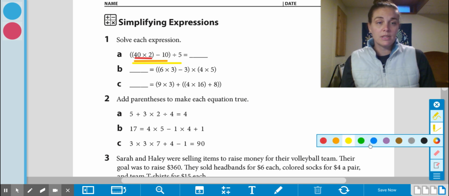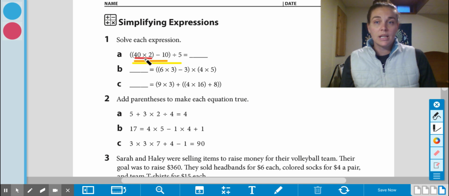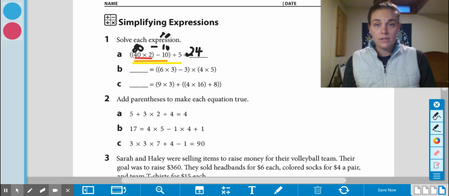All right, hopefully when you simplified, you realized that 40 times 2 is 80. 80 minus 10, right, gives me 70. So I have 70. 70 divided by 5 is what? Yeah, it should get you your answer of 14. Yeah, so hopefully you were successful in solving that first one. Go ahead and give it a shot for B. What are you going to solve first, second, third? What is your final answer?